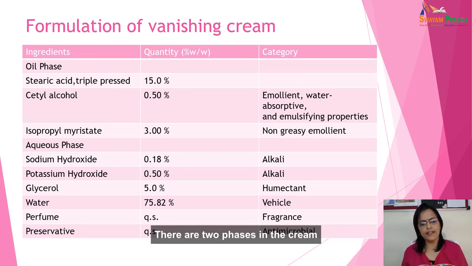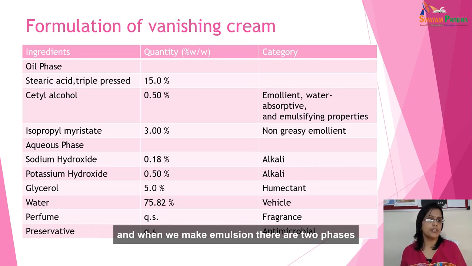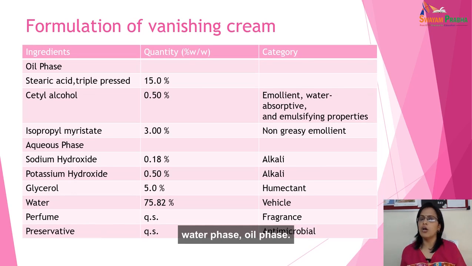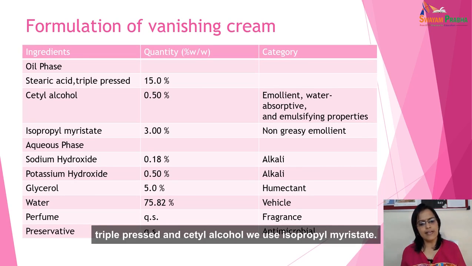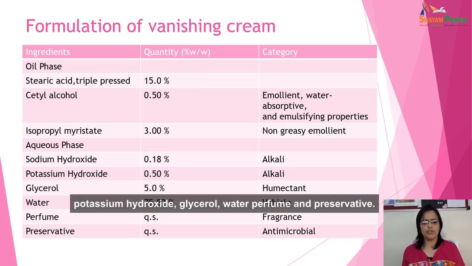Okay, there are two phases in the cream, because creams are emulsions, and when we make an emulsion, there are two phases: water phase and oil phase. In the oil phase, we use stearic acid triple pressed, cetyl alcohol, and isopropyl myristate. So you can look at the quantities and the category. And the aqueous phase has sodium hydroxide, potassium hydroxide, glycerol, water, perfume and preservative.